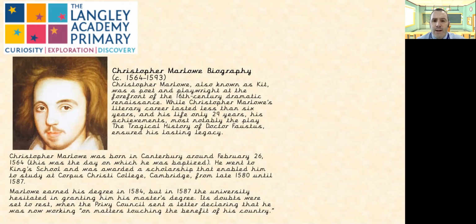Christopher Marlowe was born in Canterbury around February 26, 1564. This was the day on which he was baptized. He went on to King's School and was awarded a scholarship that enabled him to study at Corpus Christi College in Cambridge from late 1580 until 1587. Marlowe earned his degree in 1584, but in 1587 the university hesitated in granting him his master's degree. Its doubts were set to rest when the Privy Council sent a letter declaring that he was now working on matters touching the benefit of his country.